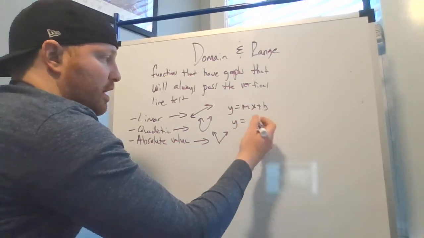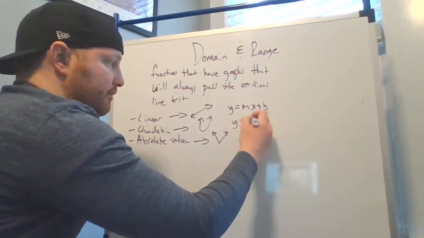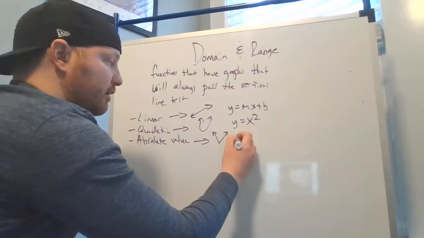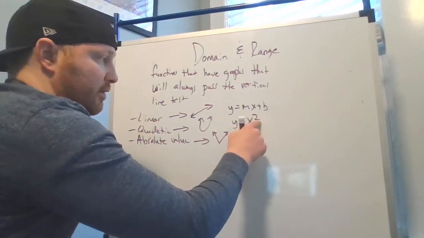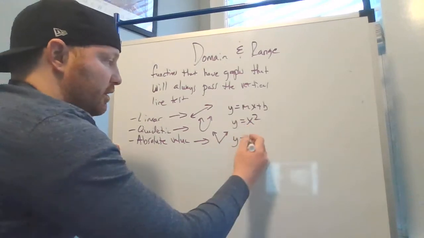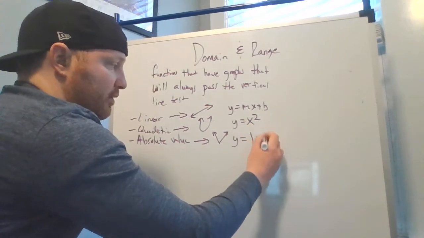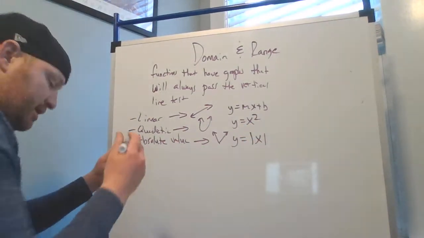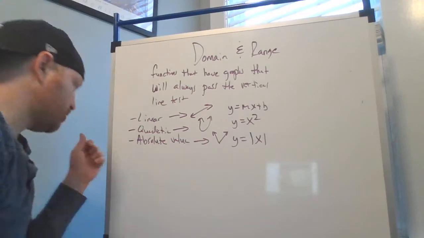We know this is y equals pretty much x squared, where the exponent 2 is there, the variable is always down here. We know this is absolute value of x, that's how the function looks. What am I forgetting? Square root.